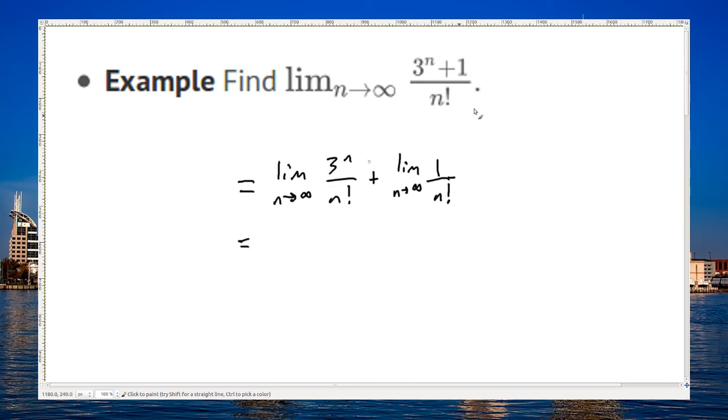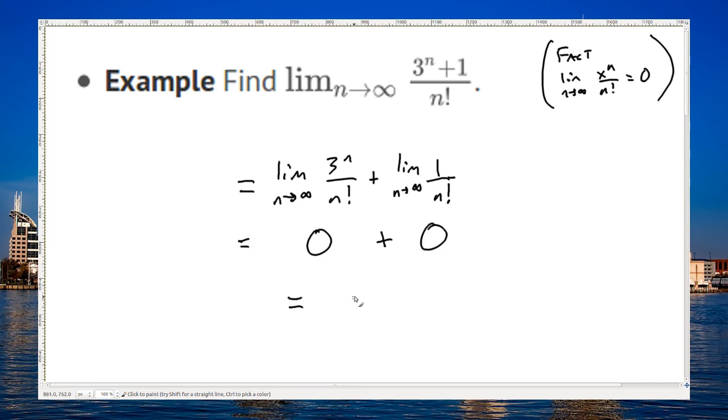And for this first one, I just need to remember this fact that the limit as n goes to infinity of x to the n over n factorial is 0. And well, x could equal 3, so that definitely gets me a 0 for this one. For the second one, I have 1 over, these numbers are getting larger and larger. It's obviously going out to infinity. That's going to also be a limit of 0. And therefore, 0 is the value of the entire limit right here.